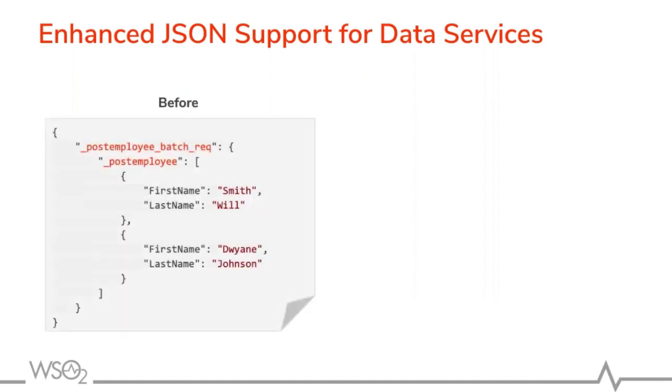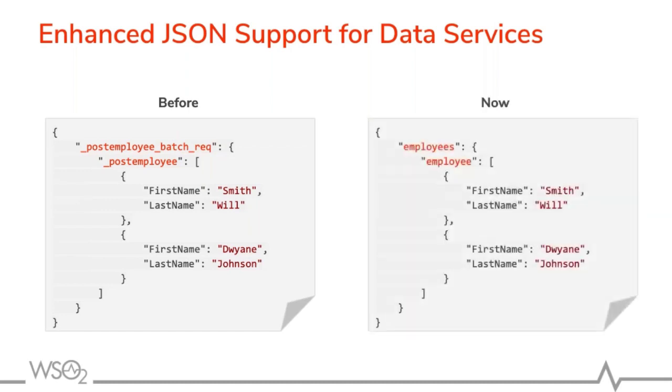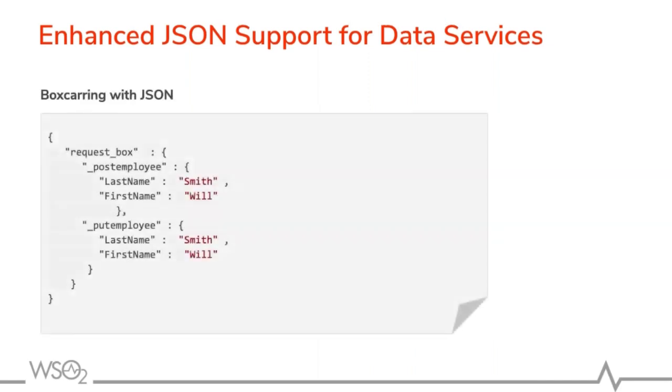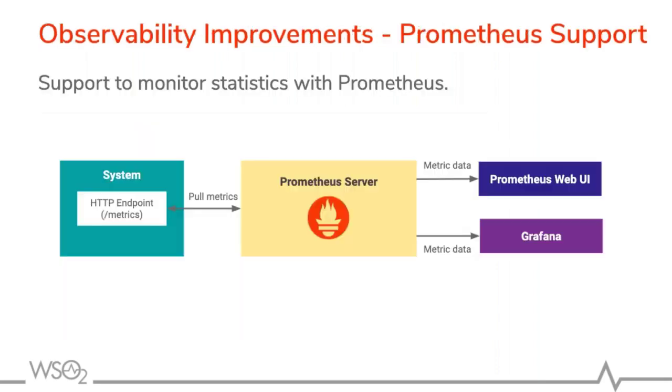We have done the same for batch requests as well. Earlier you had to prefix the batch request and each request within the batch request with the method you send. But now you can simply send the request you need in the format you want. And we have done improvements in the area of boxcarring. It did not have JSON support for request boxes previously. Now we have introduced JSON support for boxcarring in data services, so that you can work easily.